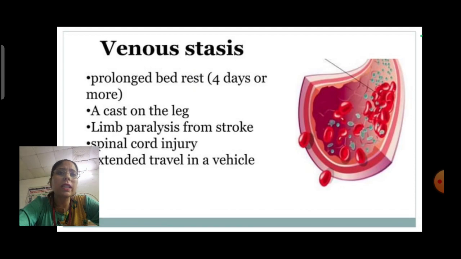So what is venous stasis? Venous stasis happens because of prolonged bed rest, maybe 4 days or more. A cast on the leg or limb paralysis from a stroke can cause venous stasis, and spinal cord injury patients can have venous stasis, and also in cases of extended travel in a vehicle.